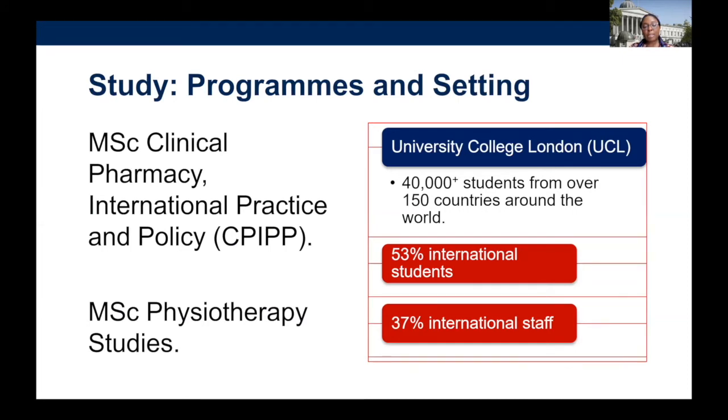The OPMO study is set at UCL, which, as we know, is London's global university. The 2 programs of study are the clinical pharmacy, practice and policy, and physiotherapy studies. These 2 programs have a high proportion of international students. They provide placement experience so that students are able to work in a clinical environment in the UK for their experiential learning.